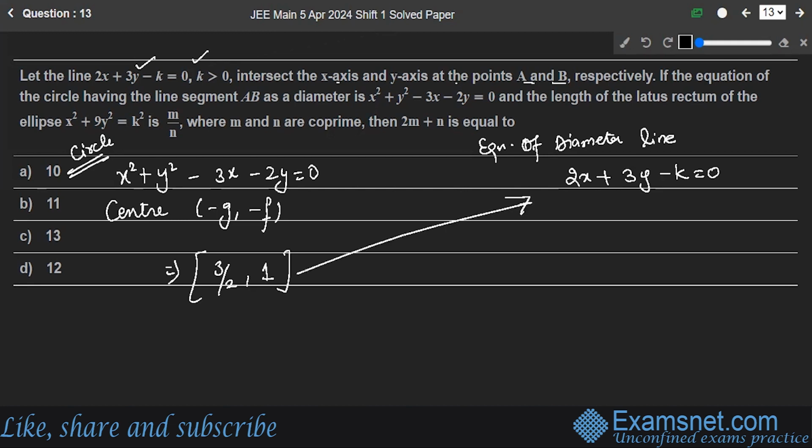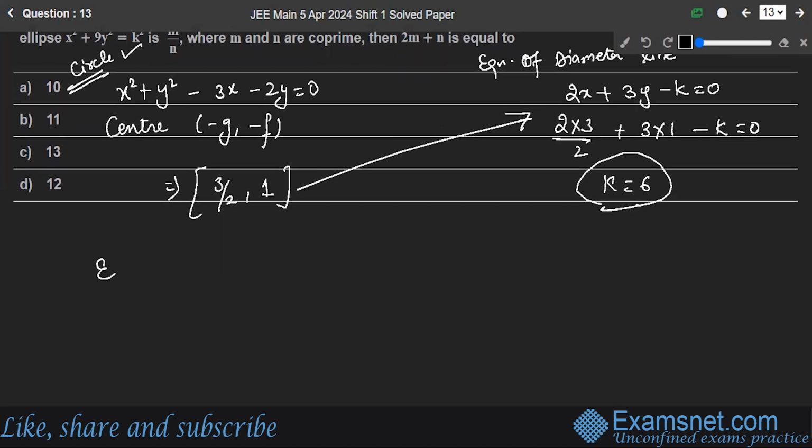Of course, the center lies on the diameter. So this point lies on the diameter. 2 into 3 by 2, 3 into 1 minus k is equal to 0, or you have k is equal to 6. There's the value.